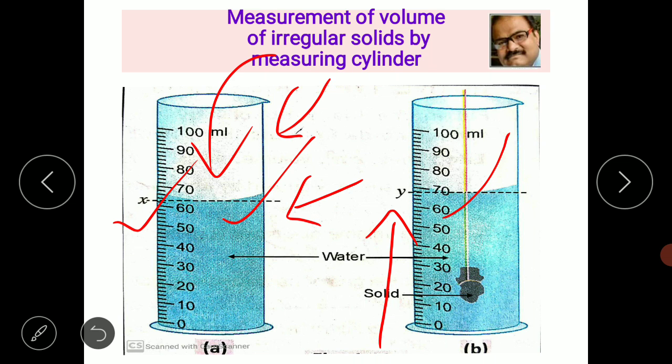Now the volume of this irregular solid will be the difference between the second volume and the first volume. That is, volume of stone is equal to Y minus X.